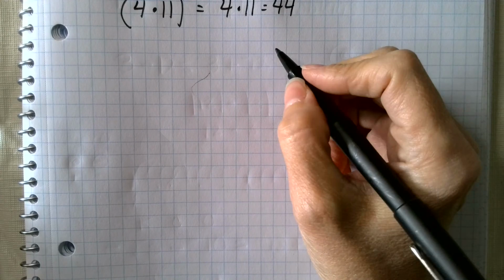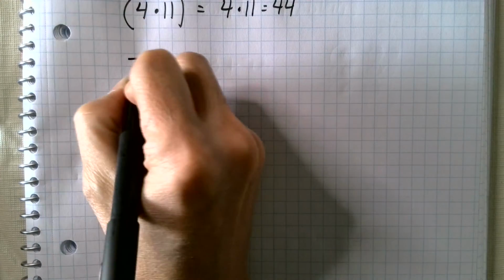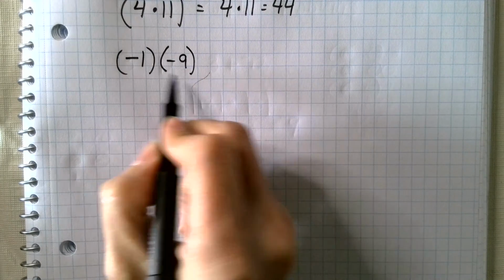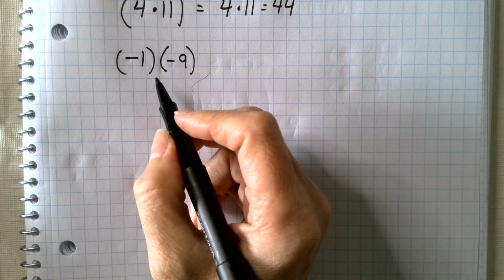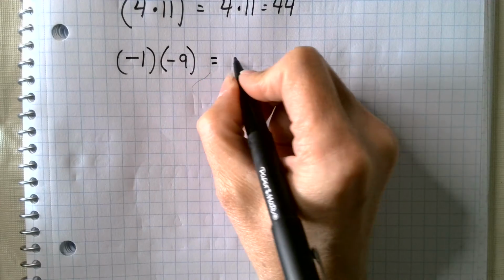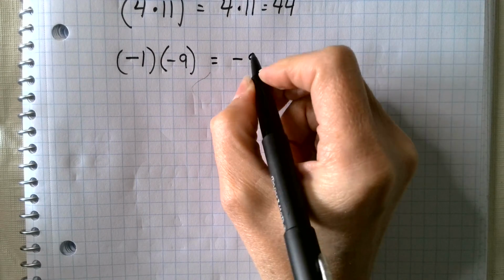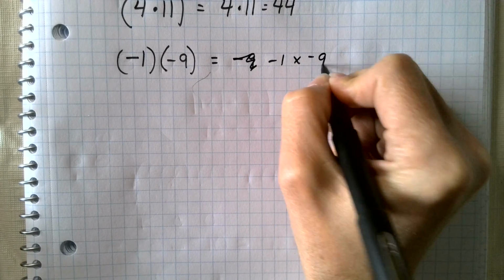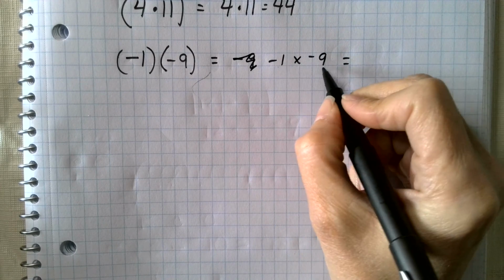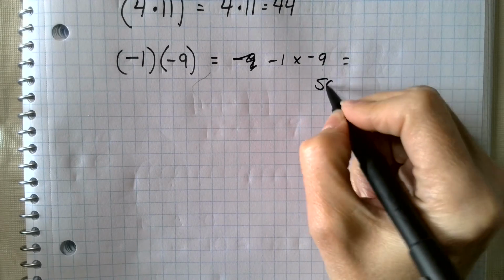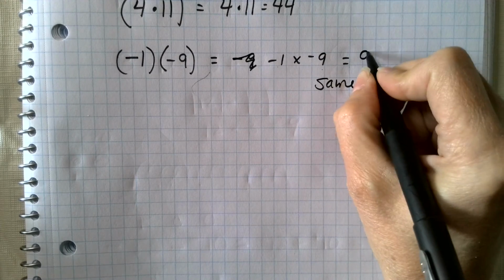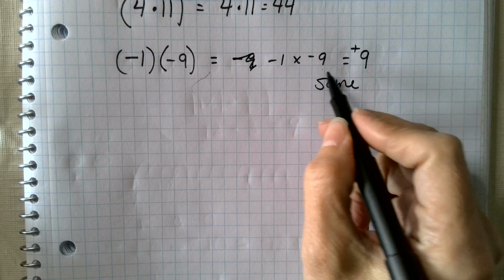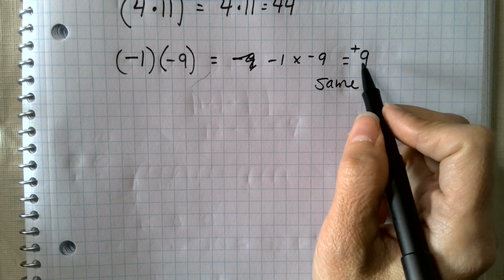So what about if I had a -1 times a -9? When you see the 2 parentheses side by side, it means to multiply. So that's the same as a -1 times a -9. Well, you have a negative times a negative. The signs are the same, which means your answer is going to be a +9. Okay, same signs, your answer is going to be positive. The product will be positive.